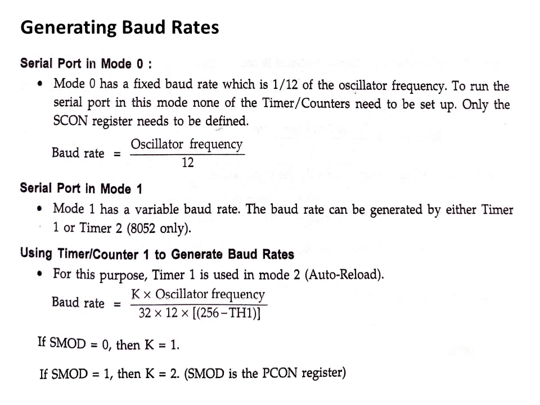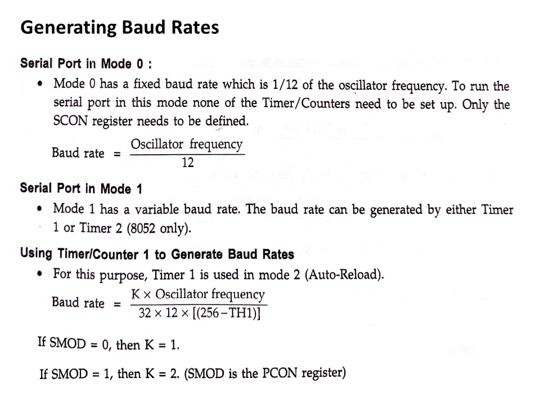Mode 1 has a variable baud rate. The baud rate can be generated by either timer 1 or timer 2, so timer 2 in 8052 only. Using timer or counter 1 to generate baud rate, how exactly is it? Let us look into this particular part. For this purpose, timer 1 is used in mode 2, that is auto reload.